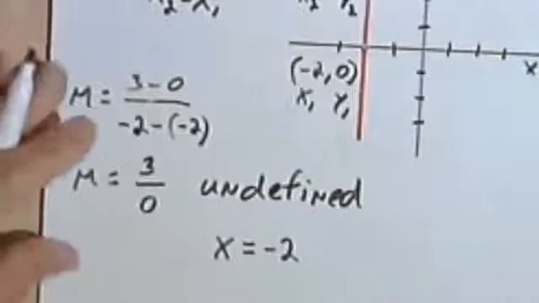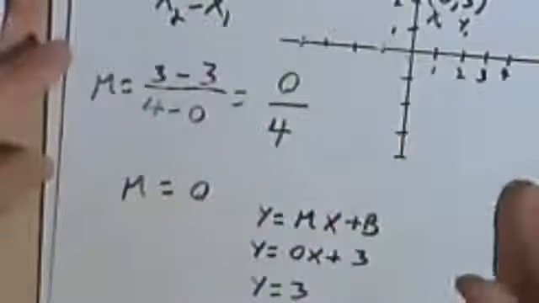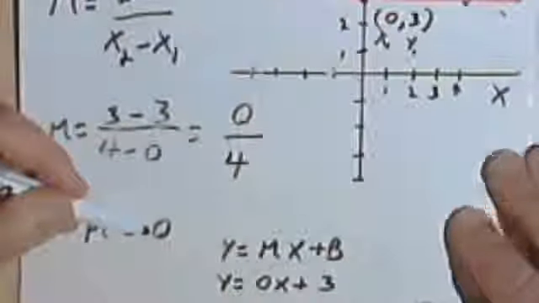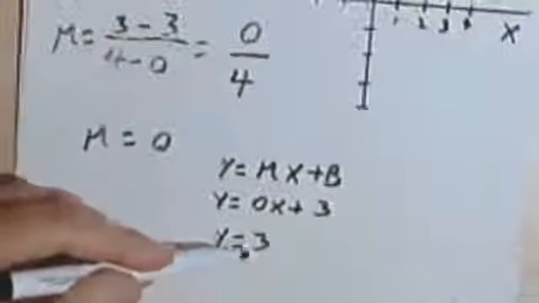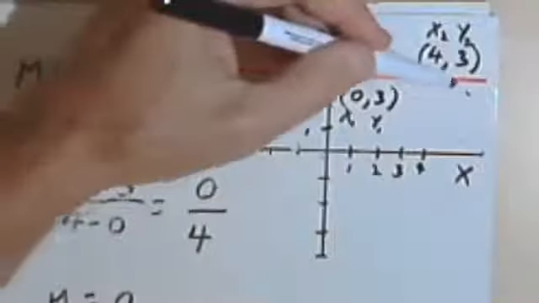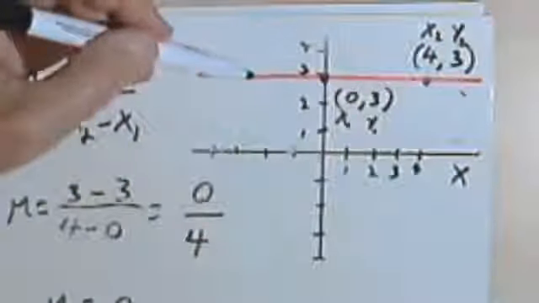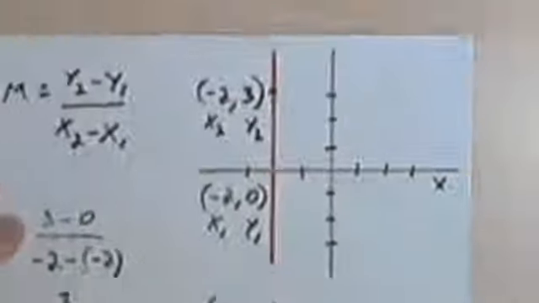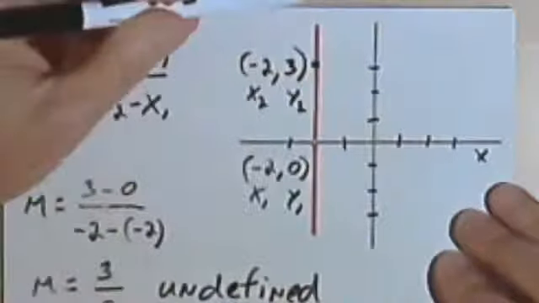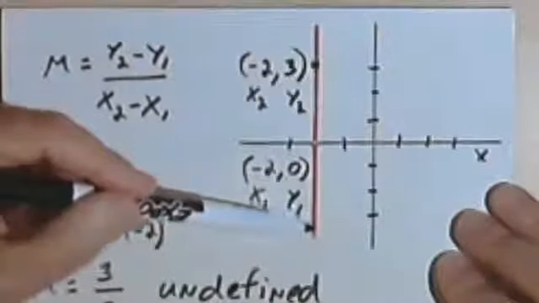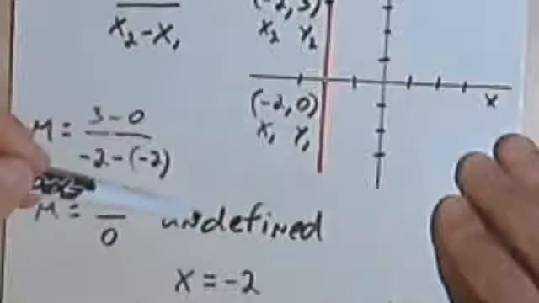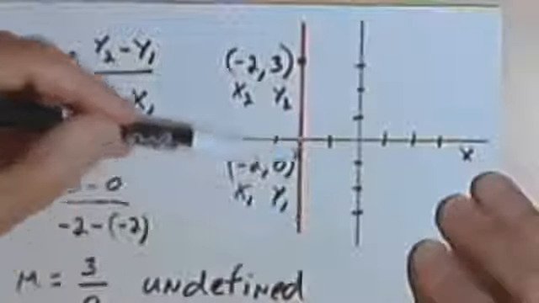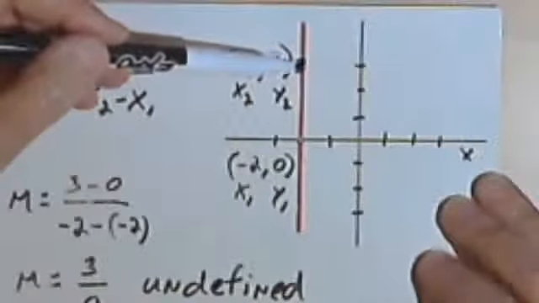Okay, so just to review this one more time. When you have a horizontal line, the slope will always be 0, and the equation will be y equals whatever y value the line always is. For a vertical line, the slope will always be undefined, and the equation is going to be x equals, and then whatever x value this line always is.